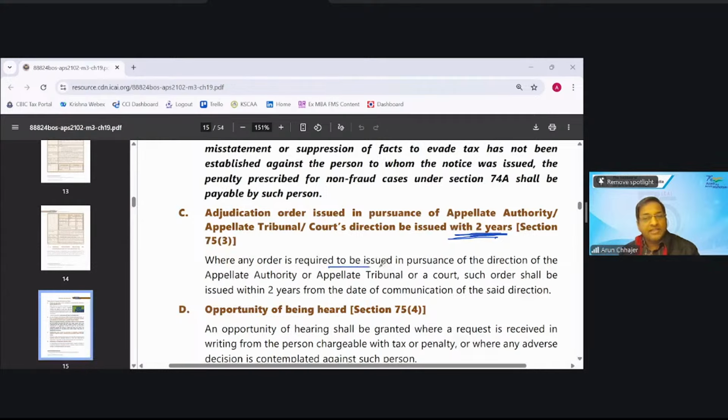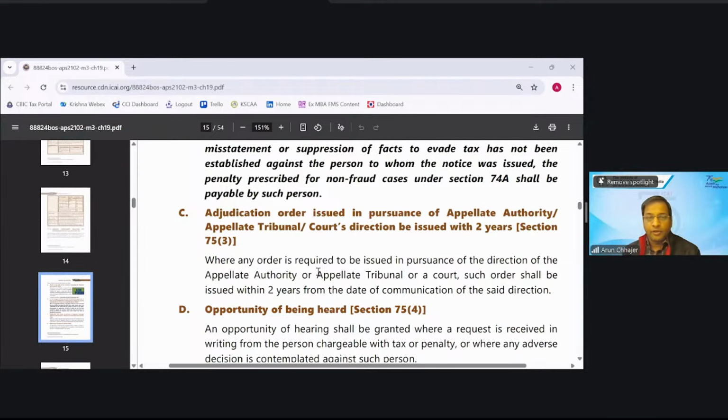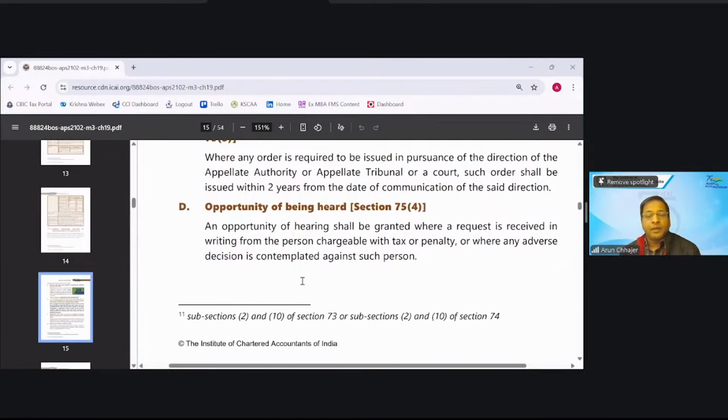When any order is required to be issued as per the direction of the authority, tribunal, or the court, then it shall be issued within 2 years from the date of the communication. Let's say after 1 year the SC has issued it, then, if a court or tribunal has said an order has to be issued, the order has to be issued within 2 years. There was an interesting clarification here: in 73 and 74 cases, that time permit will come at the end, so we will read it, otherwise we will ignore it, because now your 74A is applicable.